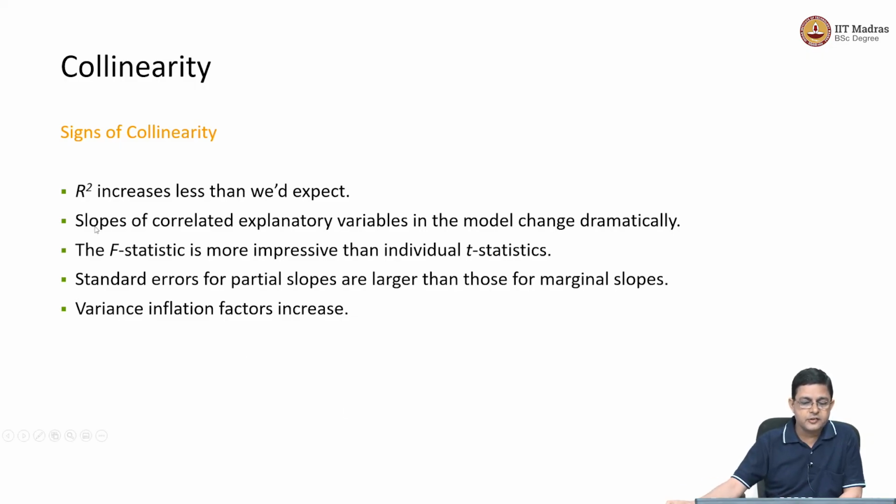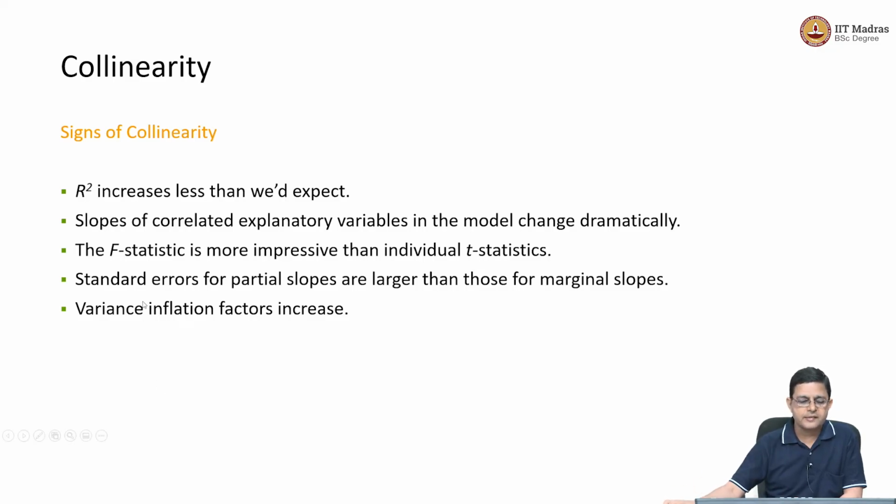We saw this: the slopes of the correlated explanatory variables change drastically. The marginal slope earlier was 0.32. If we add other explanatory variables, the marginal slope drops from 0.32 to become a partial slope of 0.06. This was a sign of multicollinearity. We also saw that the F statistic is more impressive than the individual t statistic. The overall significance of MLR was pretty good. We were able to reject the null hypothesis that the overall regression is not significant. However, individual t values turned out to be insignificant for a few explanatory variables.